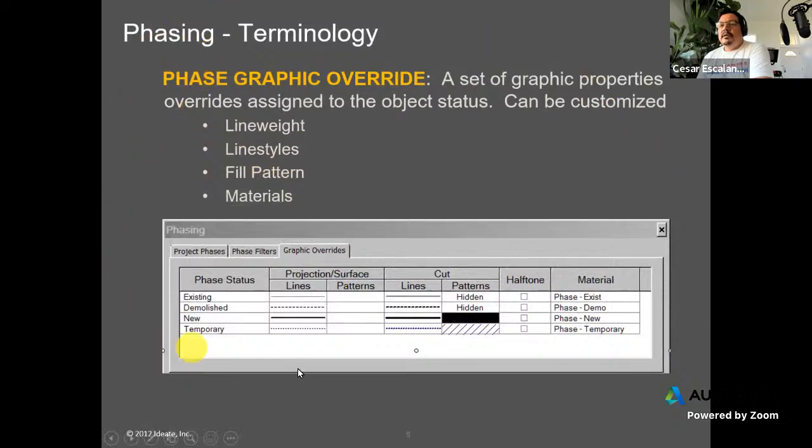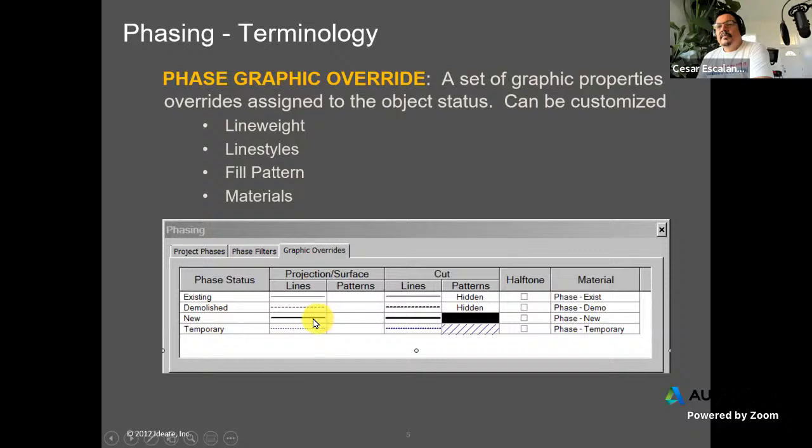Graphic overrides. This is what I'm talking about. Graphic overrides apply line projection and a color and a line weight projection to elements belonging to different statuses. I talk about the statuses. Existing elements to remain that are carried over into an active phase receive a line weight of gray. Elements that were created in previous phases, but then demolished in the active phase, receive this dash line.